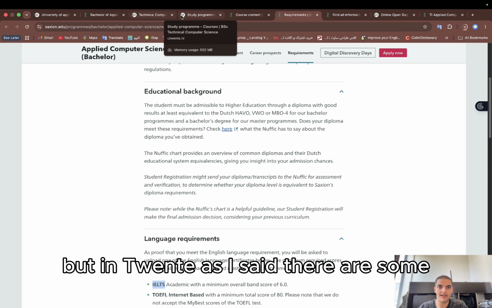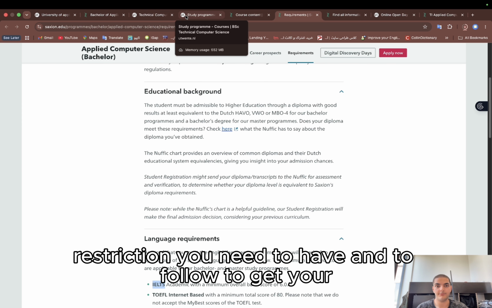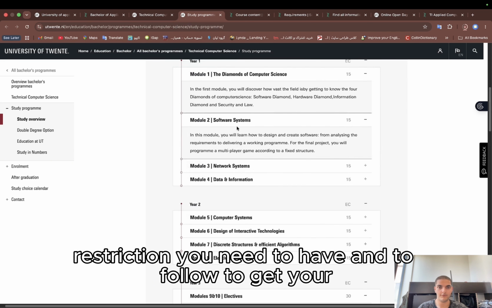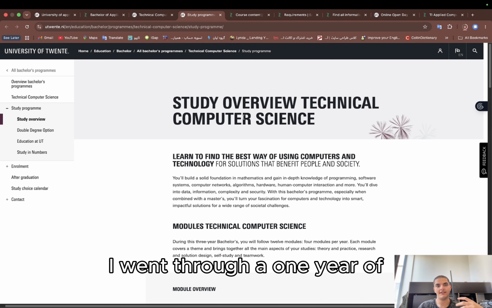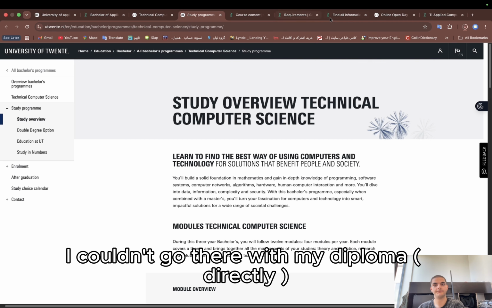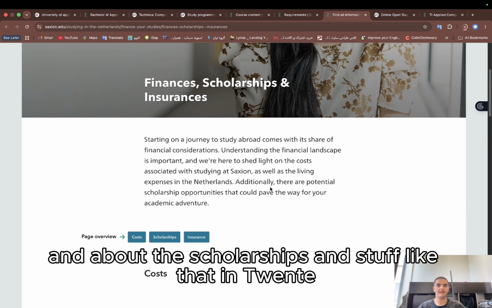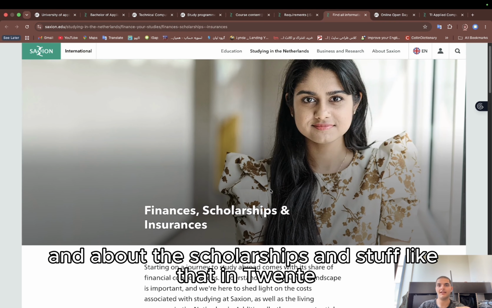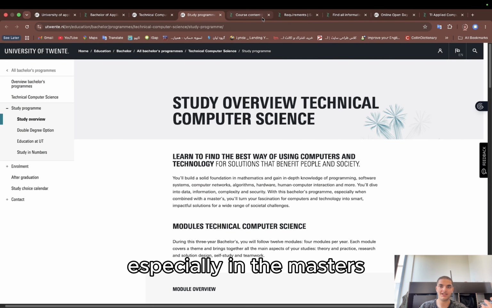But in Twente, as I said, there are some restrictions you need to follow to get accepted. Like I said, I went through 1 year of foundation year to get to the Twente. I couldn't go there with my diploma. And about the scholarships and stuff like that, in Twente, there are usually more scholarships, especially in the masters.